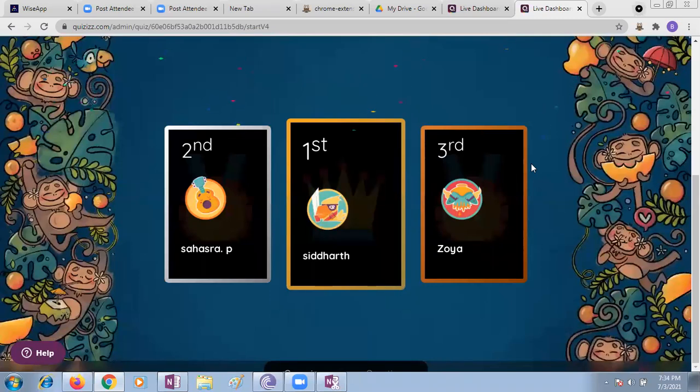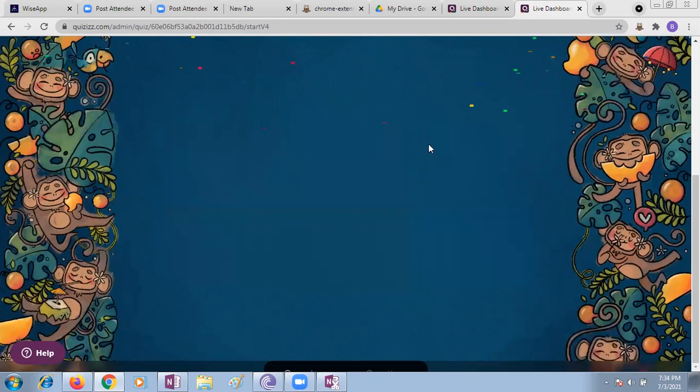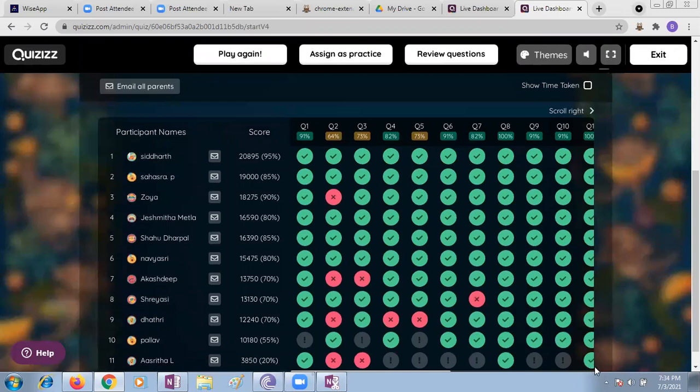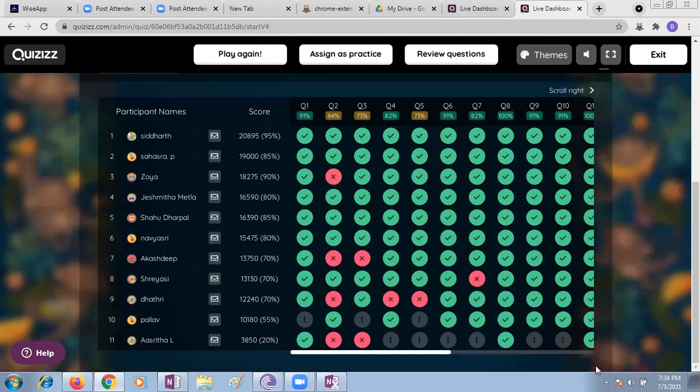Yeah, Siddharth first place, Sahasra second place, third place Zoya. Good. We'll see where you are making mistakes. Zoya, I can see on the second one you are making a mistake. Please check it. What is the second one? Why does it happen? The rest all. Siddharth, you are giving everything correct.